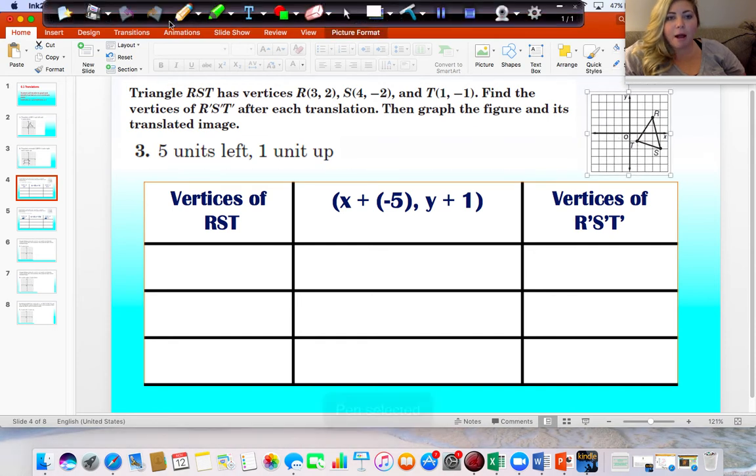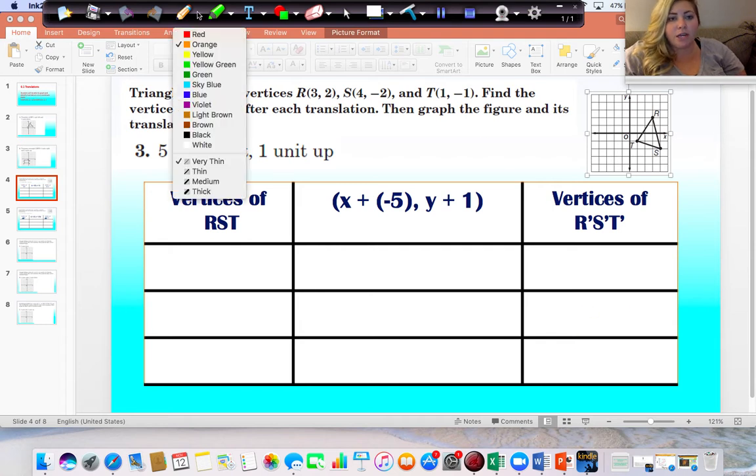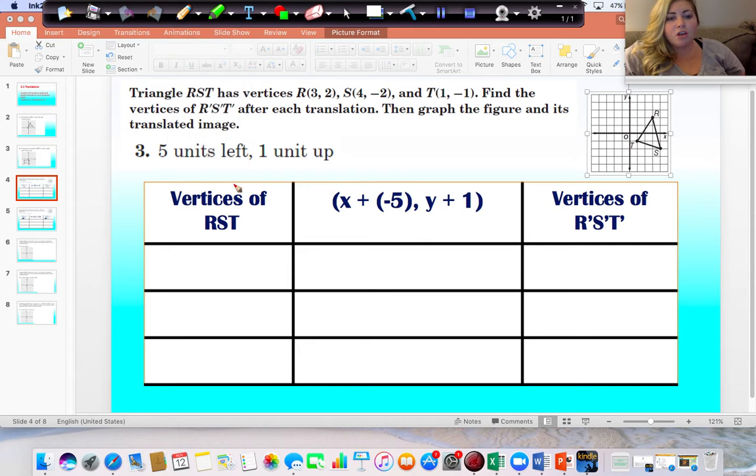Okay, so for this problem, it wants you to take RST, which is this triangle, and here are the vertices for the triangle, and it wants you to find the new triangle after the translation, and then it wants you to graph the figure and its translated image. We're not going to actually graph the figure. We're just going to get the new coordinates so that we could graph it if we needed or wanted to. So our vertices are, for R, we've got (3, 2).